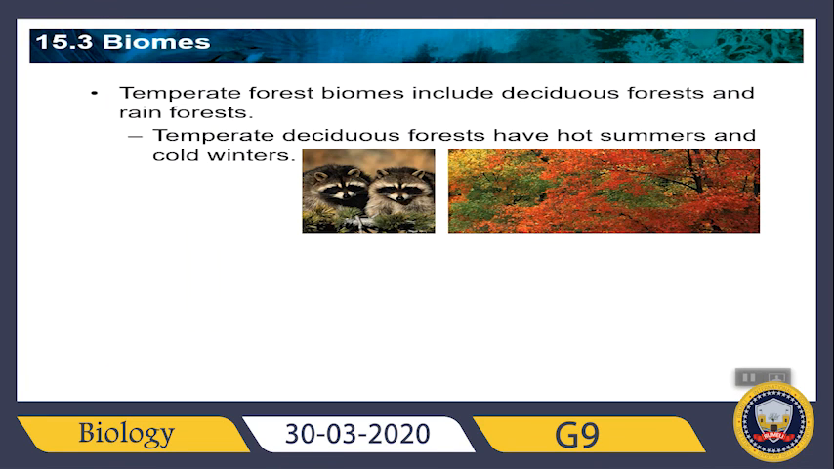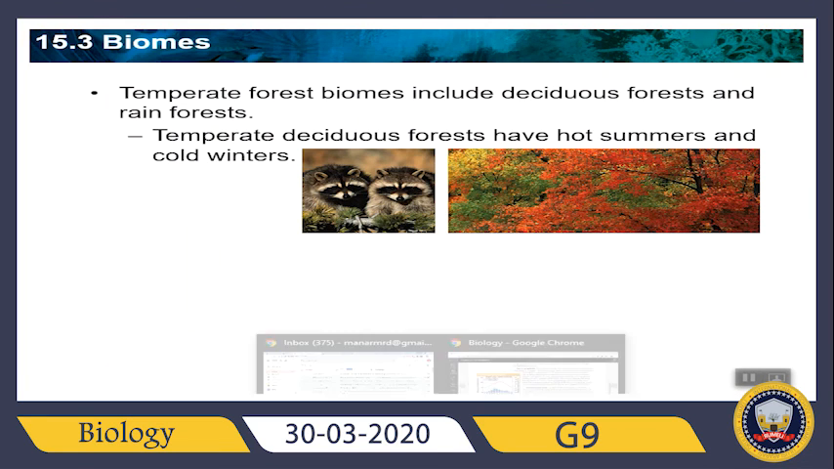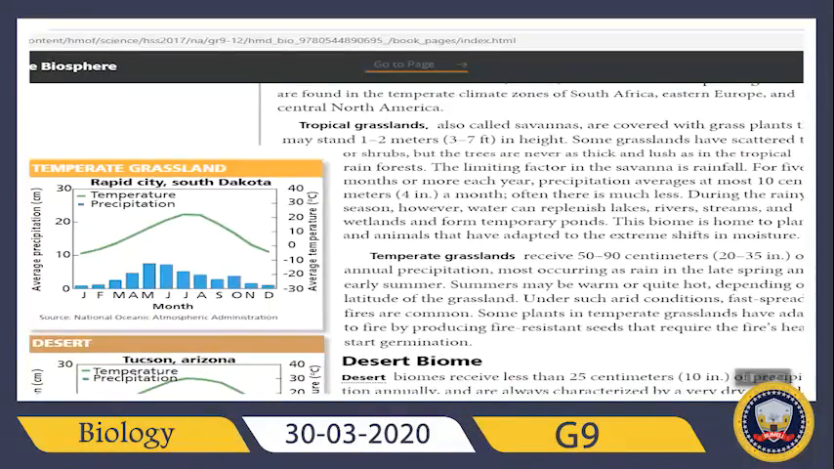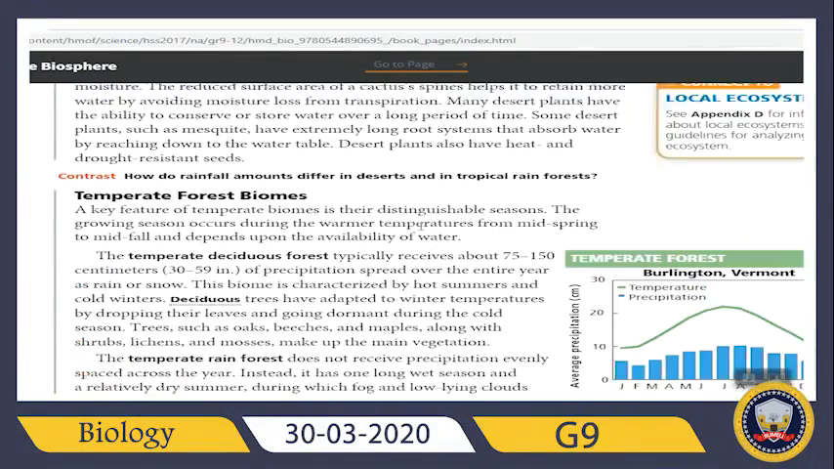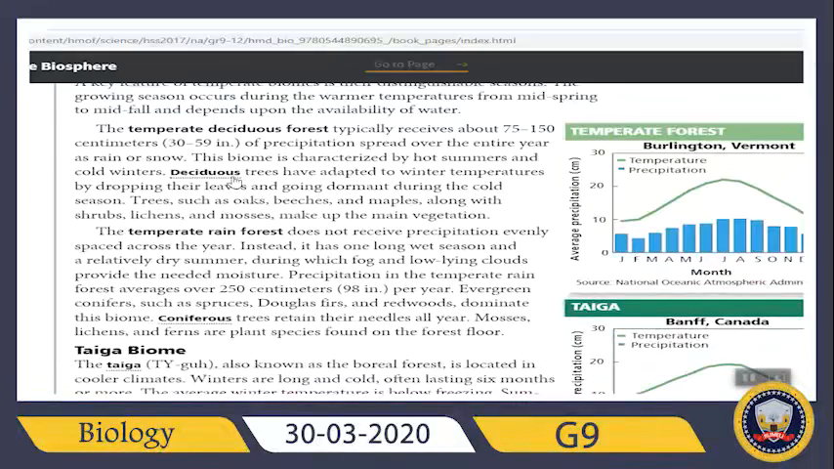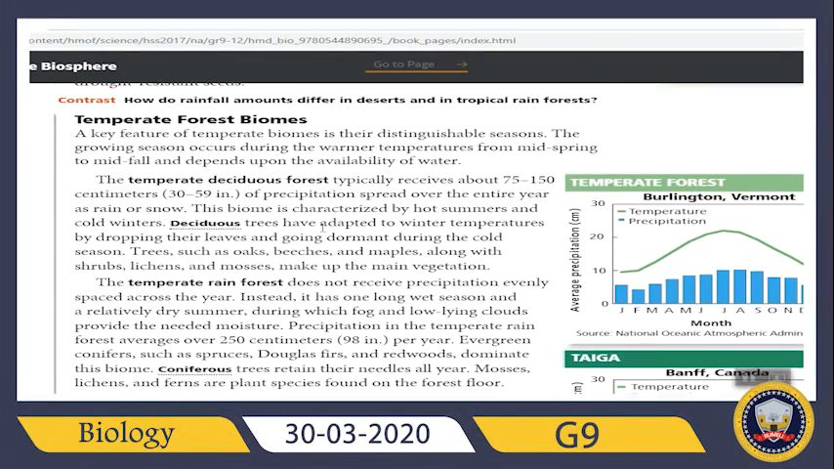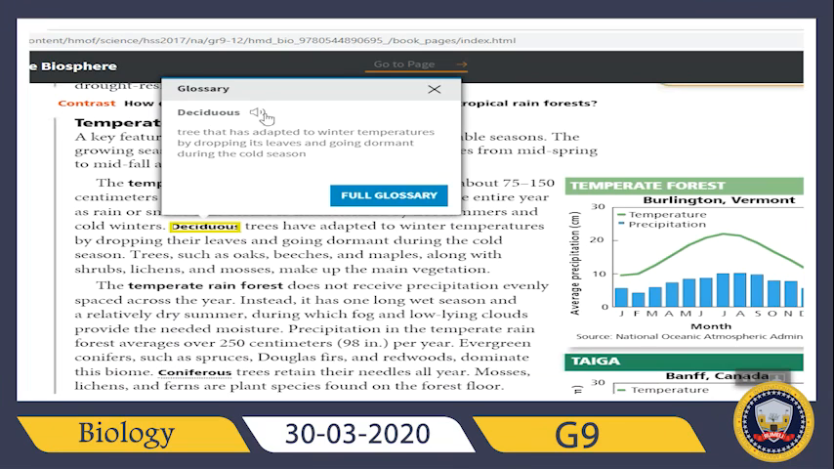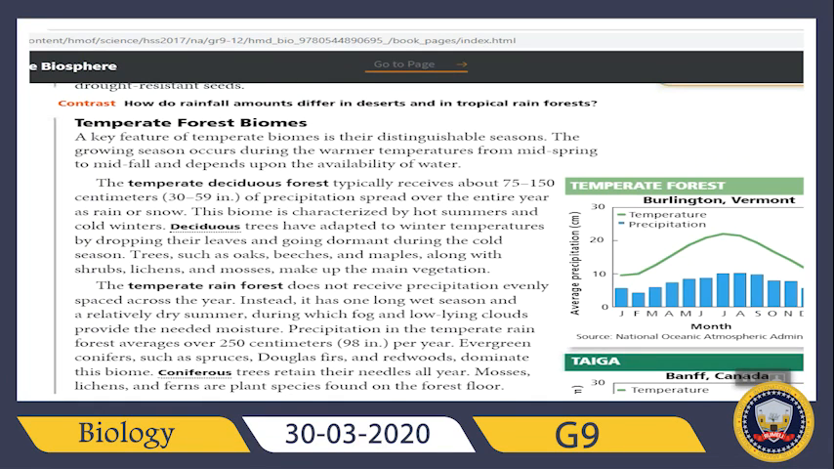This is deciduous forests. I need to show you this. So the deciduous plant, deciduous trees, let's hear it again together. Deciduous. Tree that has adapted to winter temperatures by dropping its leaves and going dormant during the cold season. Good. So this is deciduous trees. What is the meaning of the deciduous?